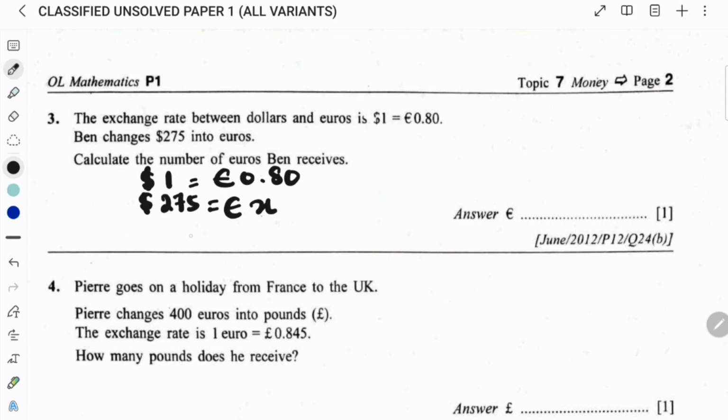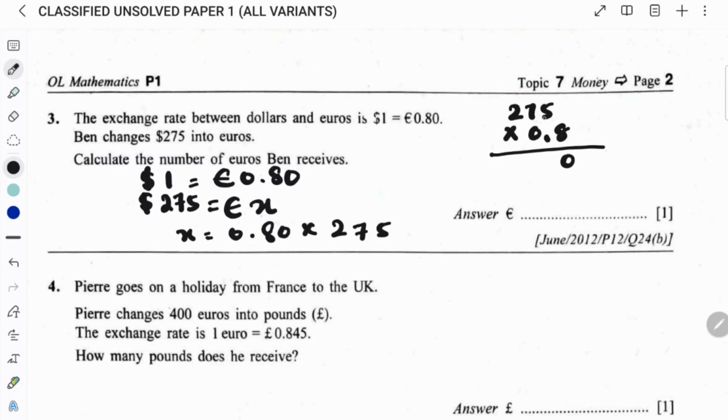Okay, so just simply cross multiply. X is equal to 0.80 times 275. So 0.80 means 0.8. So 275 times 0.8 we are doing. 8 5s are 40, 7 8s are 56, so 56 and 4 is 60. 6 is there, 8 2s are 16, 16 plus 6 is 22. Okay, so one decimal place: 220. So that is the answer, 220 euros.